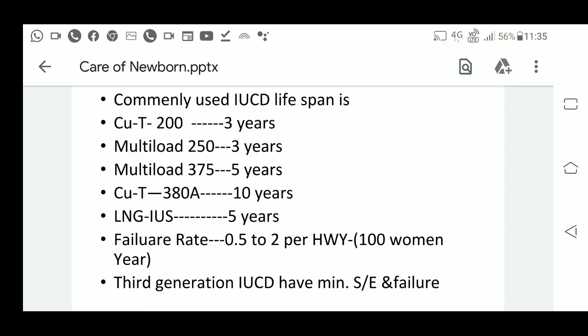The failure rate is 0.5 to 2 per 100 women years, depending on which IUCD you are talking about. The third generation IUCDs have minimum side effects and the failure rate is also minimal.